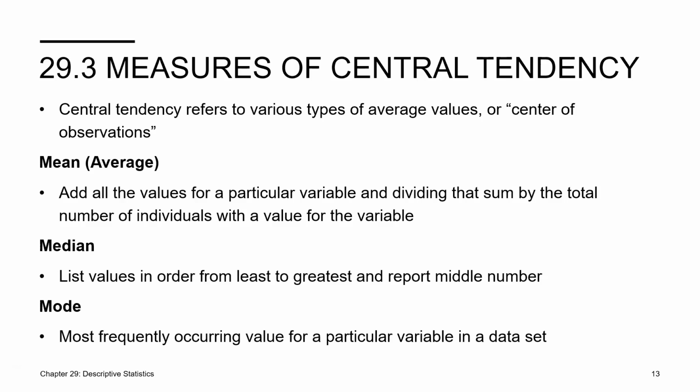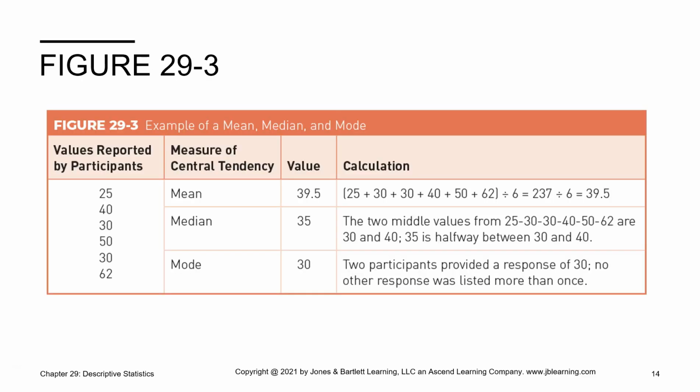First we have the mean, which is the average, and this is where you add up all the values of a particular variable and then you divide by the total number of individuals for that value. Next, we have median, and this is where you list all of the values in order from least to greatest, and then you report the middle number. If there is an even number, the median would be the average of the 2 in the middle. And then the mode is the most frequently occurring value for a particular variable in a data set.